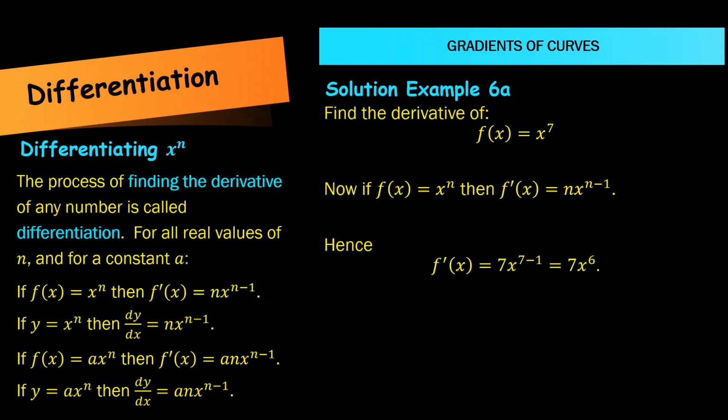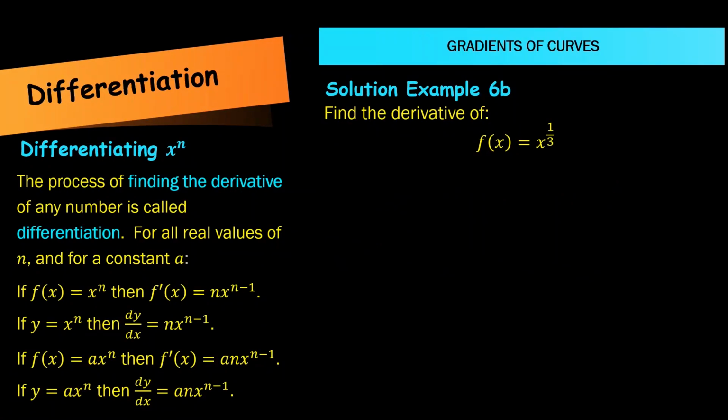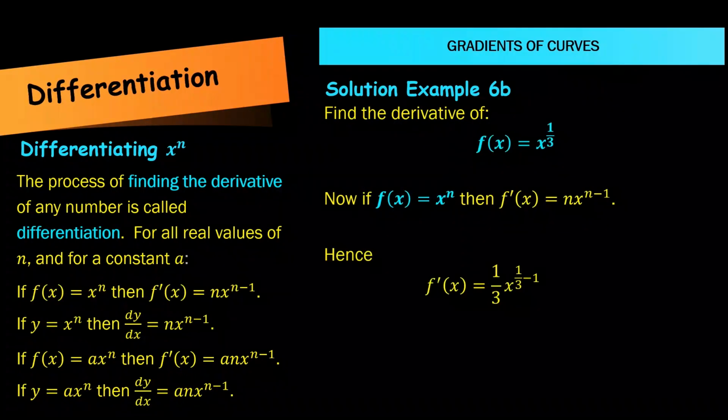And now for part B. Again, we use the same formula because it's x to the power something. And then we simply plug in the value for n equals 1/3.